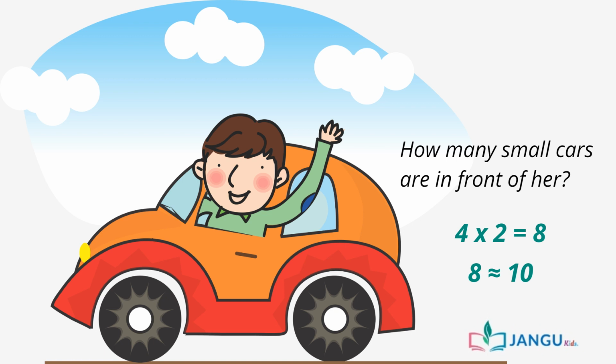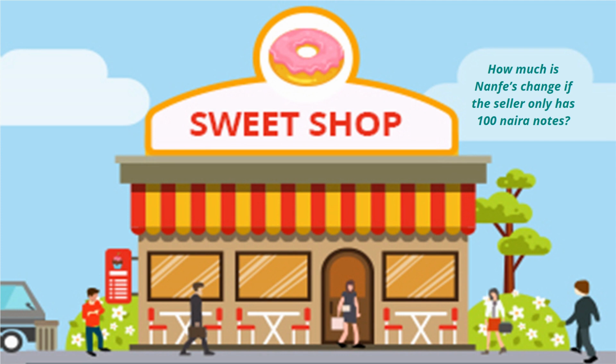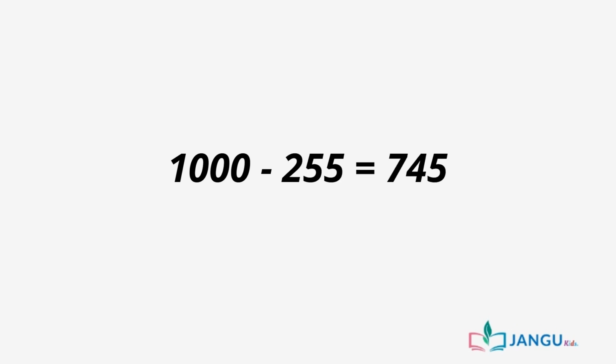Let's move on to our last example. Nanfe bought sweets worth 250 naira. She gave the seller 1000 naira. How much is Nanfe's change if the seller only has 100 naira notes? To solve this, we subtract 255 from 1000. Our closest answer will be 745. If we round off to the nearest 100, because the sweet seller has only 100 naira notes, our answer will be 700 naira. Wow, great job everyone.